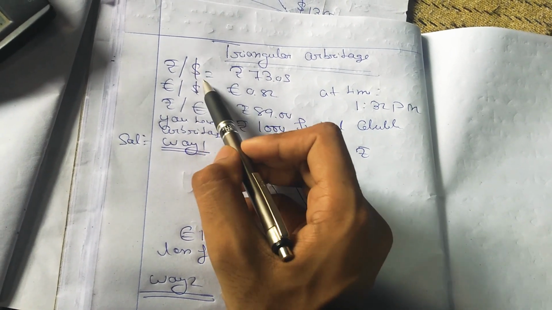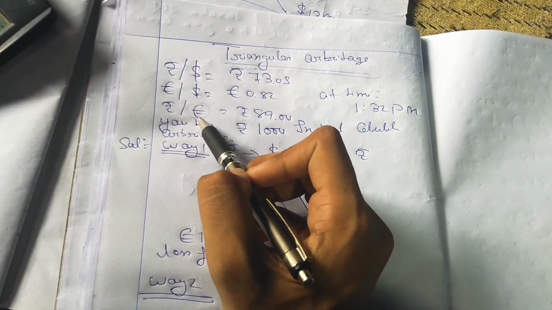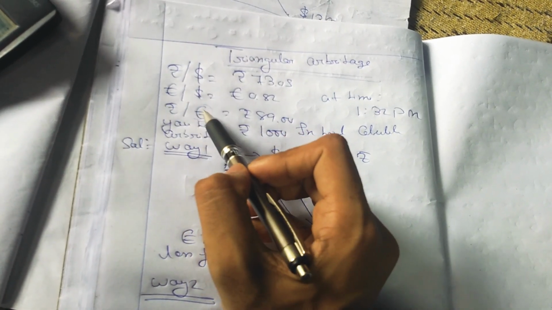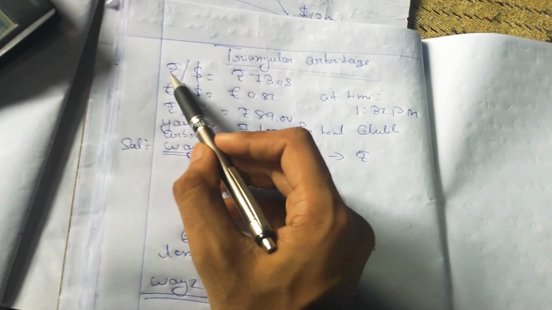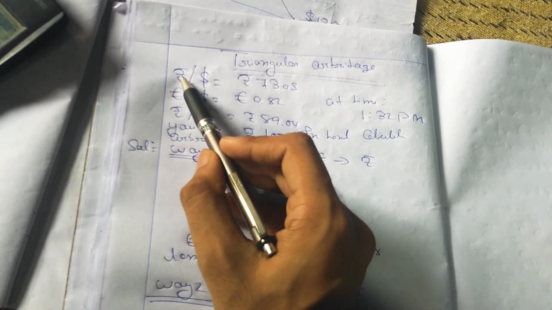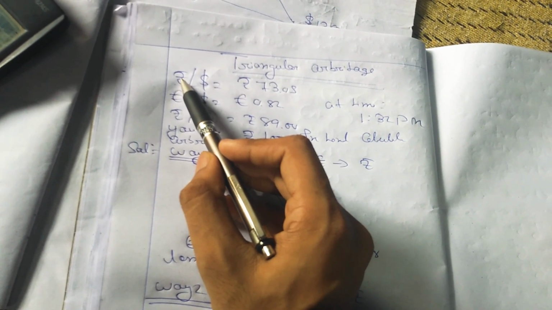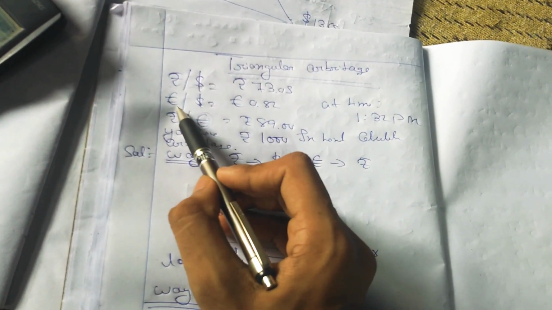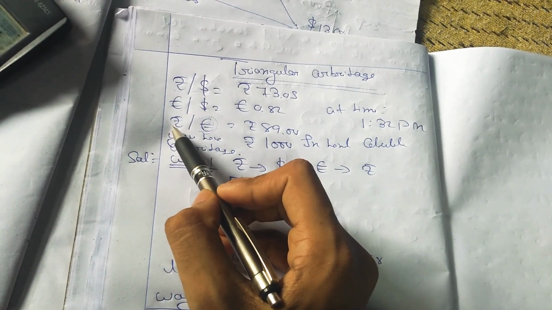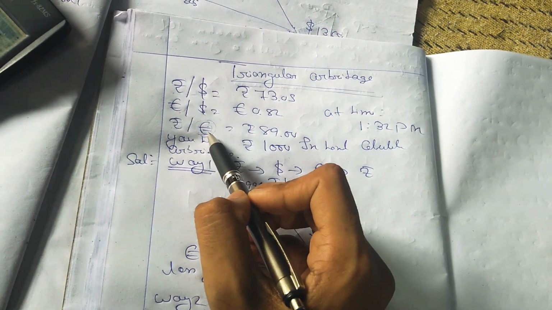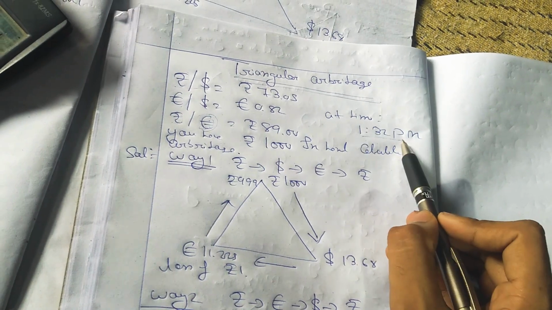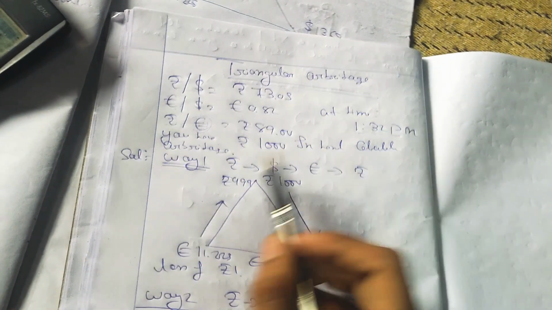This second part represents units in one, and this represents the number of units of this currency required to purchase 1 unit of this. So this term represents the number of rupees needed to purchase $1, the number of euros needed to purchase $1, and the amount of rupees that is needed to purchase 1 euro. This is at the time 1:32 p.m.